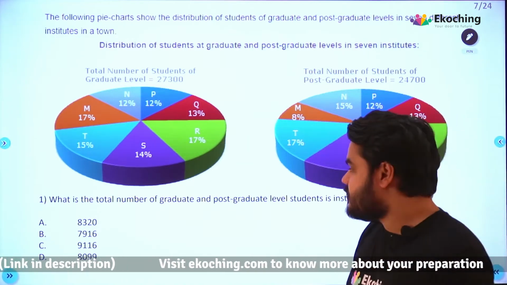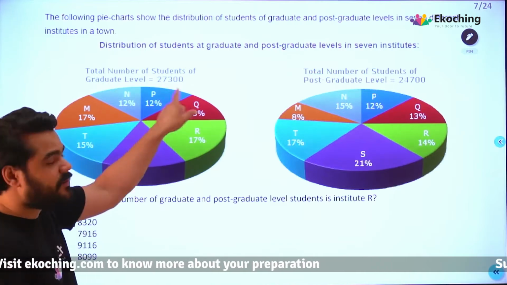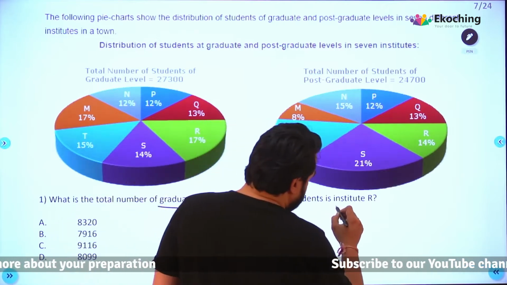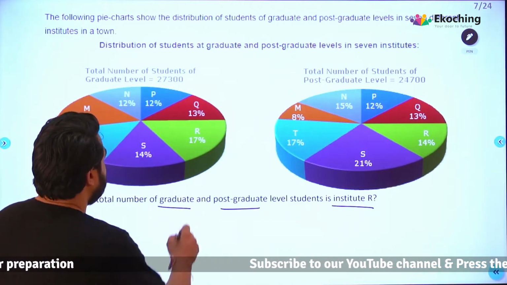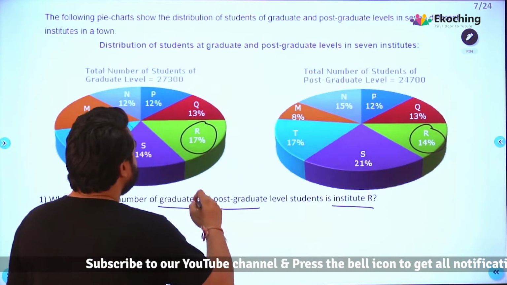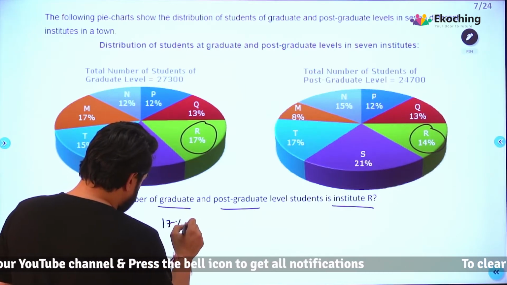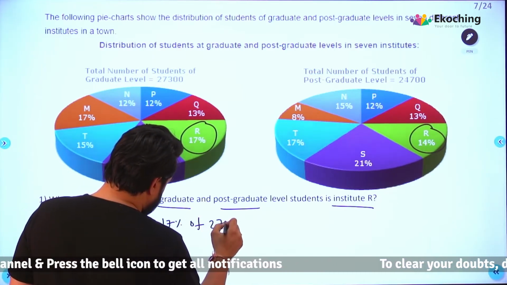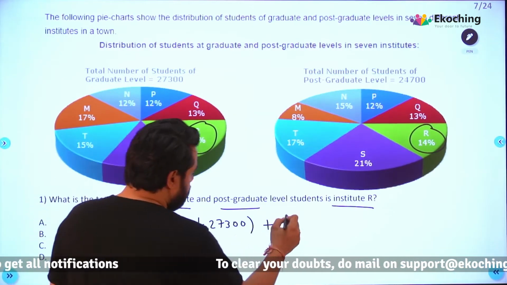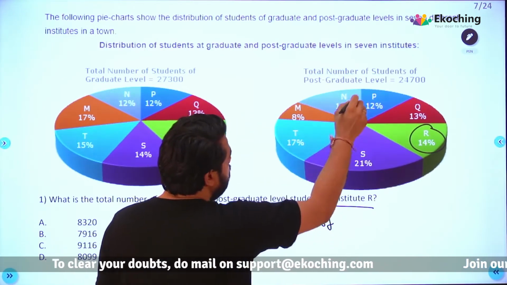Alright, let's try this question together. What is the total number of graduate and postgraduates? That means we have to take both into account. Graduate and postgraduate from Institute R. R is here and R is here. That means I am supposed to find 17% of 273 plus 14% of 24700.